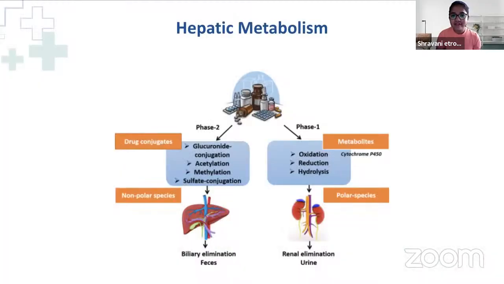Hepatic metabolism. We have two different kinds of hepatic metabolism. Phase one uses cytochrome P450 enzymes, and this will increase the polarity of the medications, which is suitable for elimination through urine. In phase one, we have oxidation, reduction, and hydrolysis. And in phase two, we have glucuronide conjugation, acetylation, methylation, and sulfate conjugation. These are removed from our body through biliary elimination in feces. And in phase one reactions, the drugs are eliminated through renal elimination.